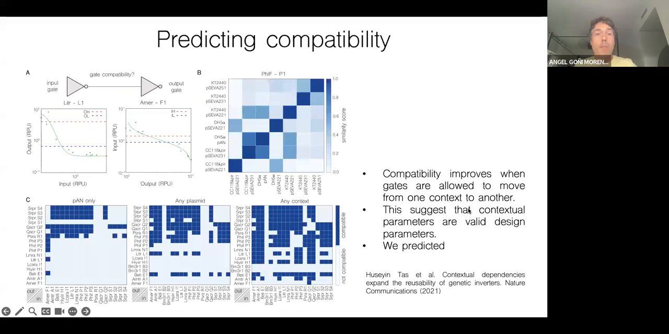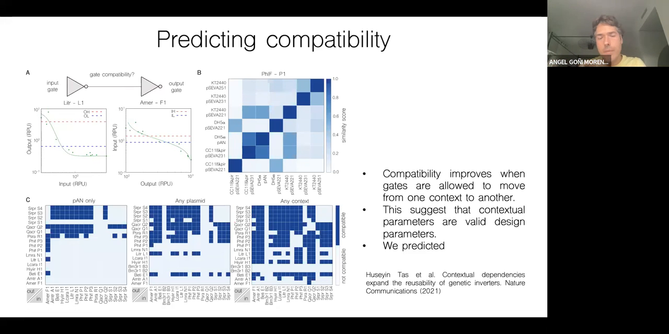But as I said, the compatibility between inverters increases by a lot. In synthetic biology, you need to put several logic gates in a row for whatever the application, and if that is the case, one gate needs to be compatible with the following one in the chain. And that's a challenge: to find compatible gates that can be assembled together. So here, if you see this graph on the left, the compatible pairs between different gates in this library, the dark blue squares, are not that many if we are using one plasmid only.